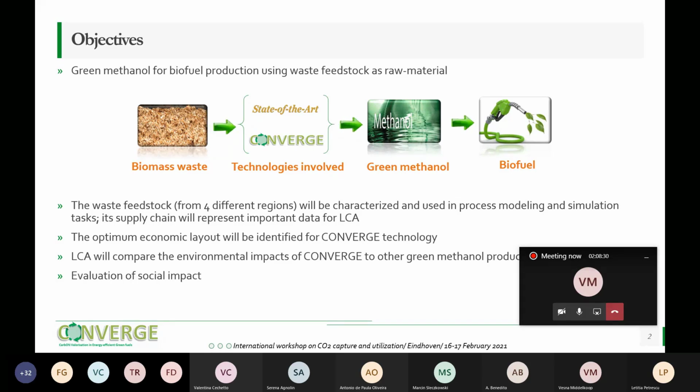Another important task of the project is the environmental assessment, as I mentioned before, and LCA will compare the environmental impact of Converge to other green methanol production processes. The social impact will also be evaluated within this project, and the project deals also with the BTX valorization as well as CO2 valorization.